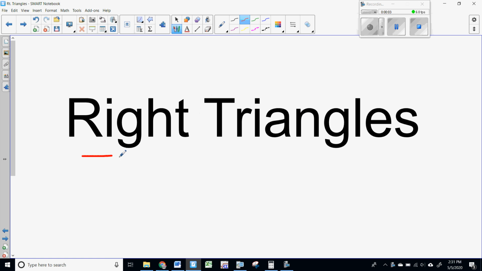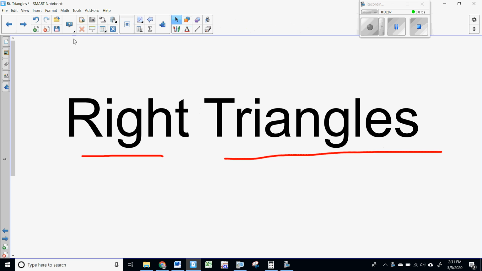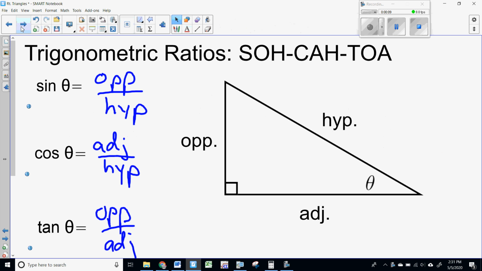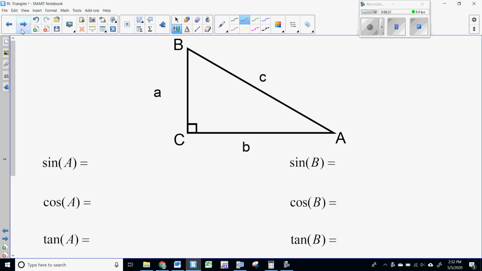In this video, we want to continue to look at right triangles, and we want to talk about what we've already looked at, which is SOHCAHTOA. Just to refresh our memory, sine is opposite over hypotenuse and so forth. We've already done that. We want to take it one step further.